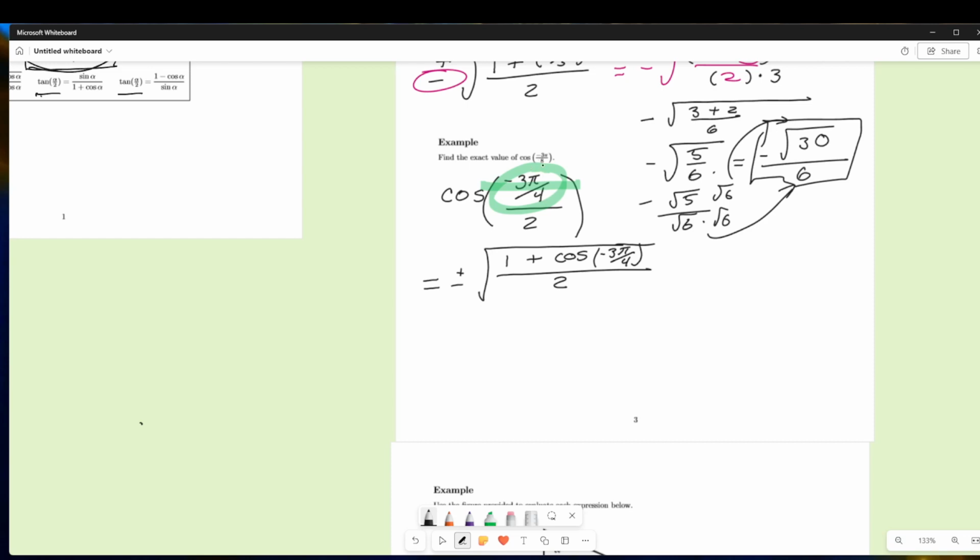Well, negative 3 pi over 4 is in quadrant 2, and cosine is negative in quadrant 2. But that's not the question we're asking. We're asking for the cosine of negative 3 pi over 8, and negative 3 pi over 8 is in quadrant 4. 3/8 is less than a half, that's less than pi over 2, so it hasn't gotten out of quadrant 4 yet. So this is a positive.